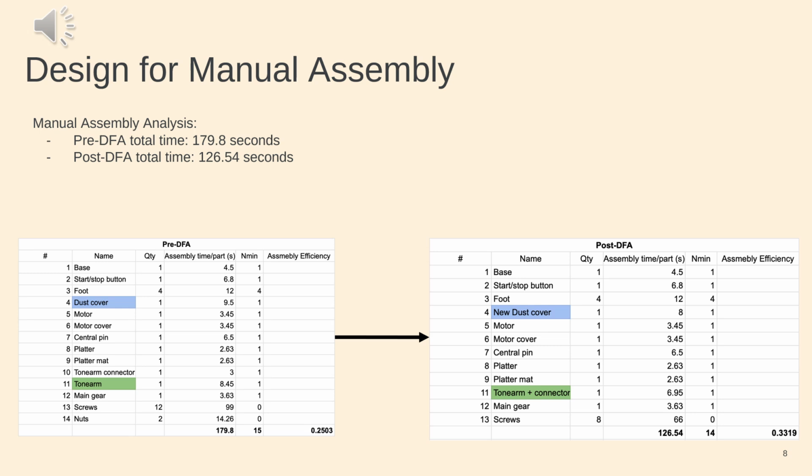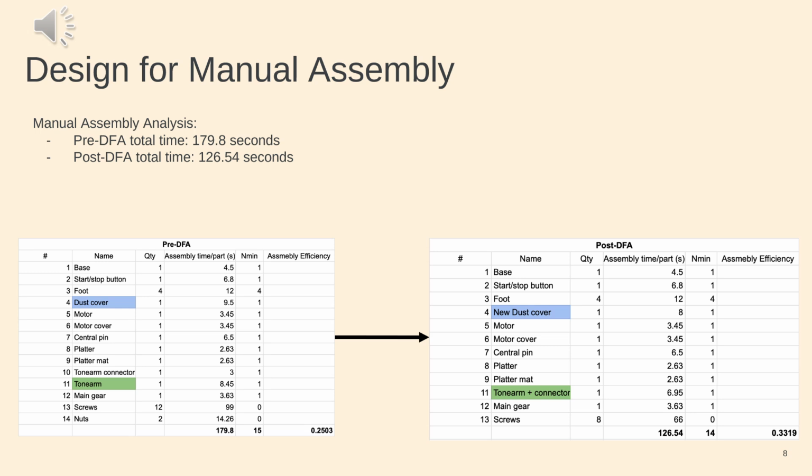Here's the manual assembly analysis both pre and post DFA. The modification of the platform part, the dust cover, reduces total assembly time by making it easier to insert and eliminating the need for two screws and nuts. However, the part manufacturing cost increases slightly as a result of adding material. Product function is not affected.